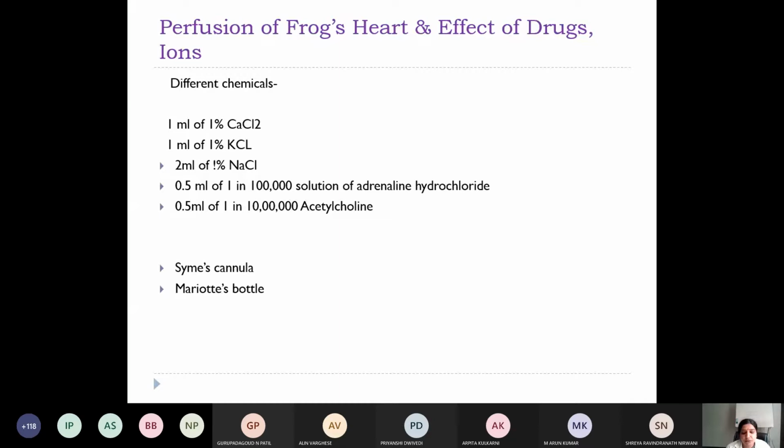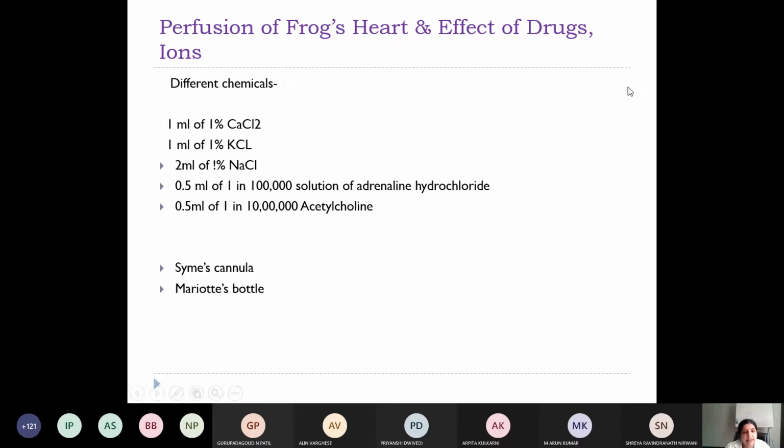Yesterday we have seen a few properties, like autorhythmicity, conductivity, and contractility properties of the heart. Those were the common properties for skeletal muscle as well as cardiac muscle. Today what we are going to study are the exclusive or unique properties of only cardiac muscle, and how you are going to study them on the frog's heart muscle.